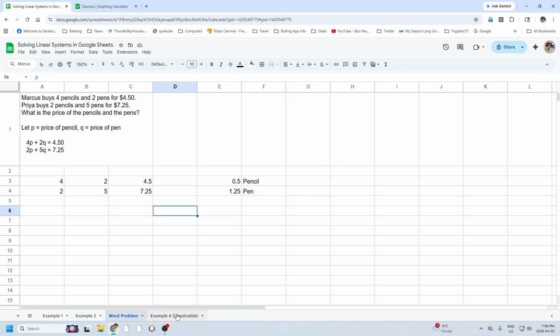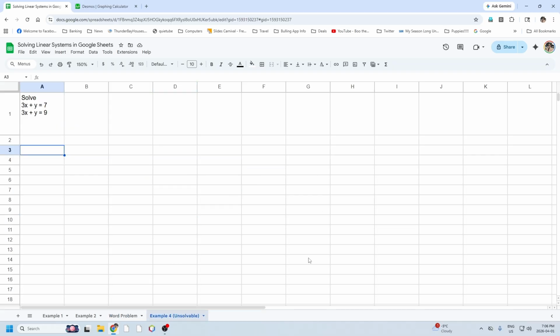Now, what happens if it's not solvable? Let me give you an example. What happens here is if you were to rearrange that into y equals mx plus b, you would end up with the same exact slope of -3, but you'd have different y-intercepts. These are parallel lines. So watch what happens in this scenario.